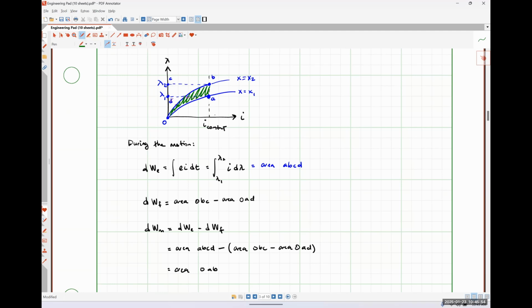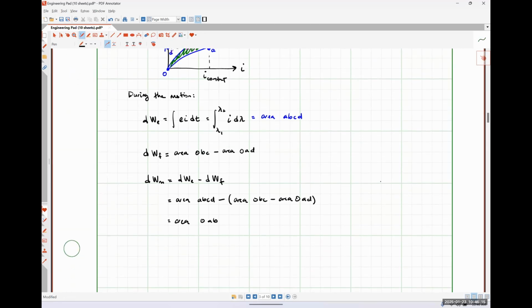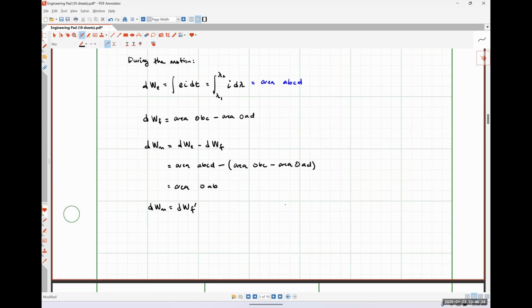So we had some amount of co-energy that was down here before we allowed our gap to get smaller. Allowing the gap to get smaller increases that overall co-energy, and that change in energy is just the distance between those two curves. Okay. So we could say then that our change in mechanical energy is simply the change in the co-energy, WF prime.